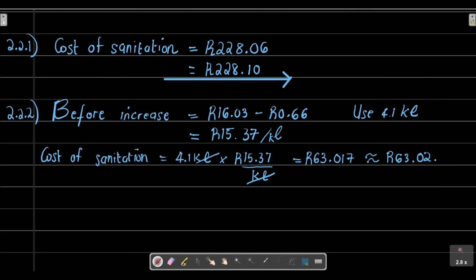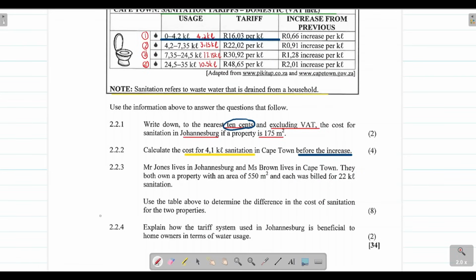Next question 2.2.3. Mr. Jones lives in Johannesburg, and Miss Brown lives in Cape Town. They both own a property with an area of 550 meters squared, and each was built for 22 kiloliters of sanitation. So we are told about Mr. Jones on one hand, and Miss Brown on the other hand. Mr. Jones lives in Johannesburg and Miss Brown stays in Cape Town.